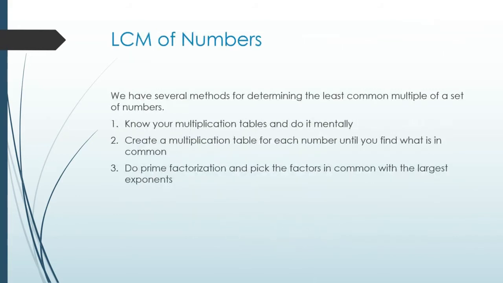Now I'm going to go over finding the least common multiple of numbers in two different ways. There are multiple ways to do this. If you know your multiplication table, and you're familiar with fractions and you have numbers like 3 and 8, you can say, okay, I know that they both have 24 in common, and you can use that. Otherwise, you can create an actual multiplication table to find out what they have in common.